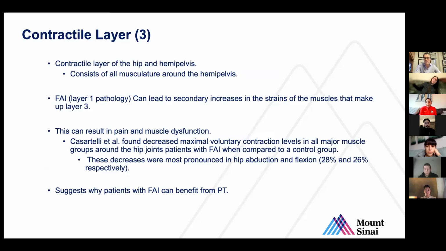Contractile layers, so this is the muscular layer, and it can lead to secondary increases in strains of muscles into layer 3. And then this study here by Casartelli found decreased maximal voluntary contraction levels in all major muscle groups around the hip joint in patients with FAI when compared to the control group. So basically, if you had FAI, you had decreased muscle function, and we see that in the glute med as well. Studies have been done where patients had weakness in their abductors and the glute medius, and once you corrected their FAI, their strength in the abductors came back.